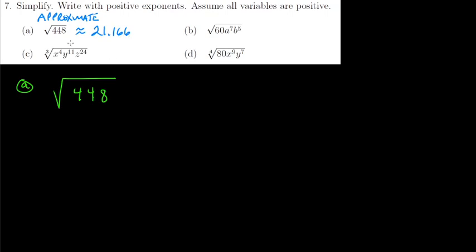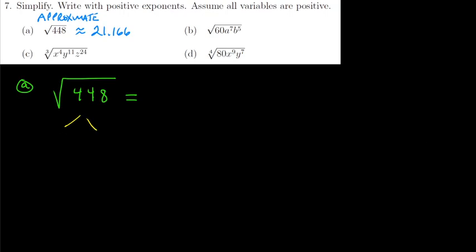Right, but that's not what we're looking for here. We want to simplify, not to approximate. We want the exact answer, just simplified. Okay, so the way to do that is to break this apart into smaller and smaller numbers, right? In other words, just do the usual factor tree, right?